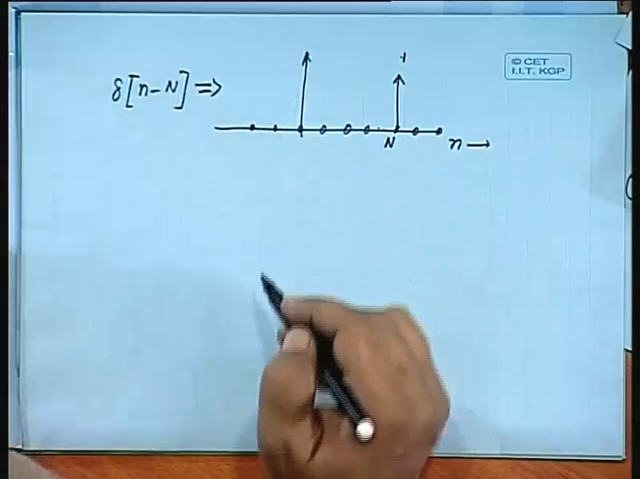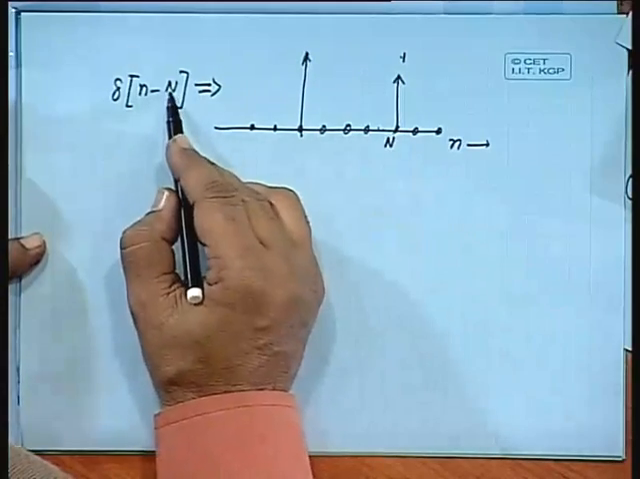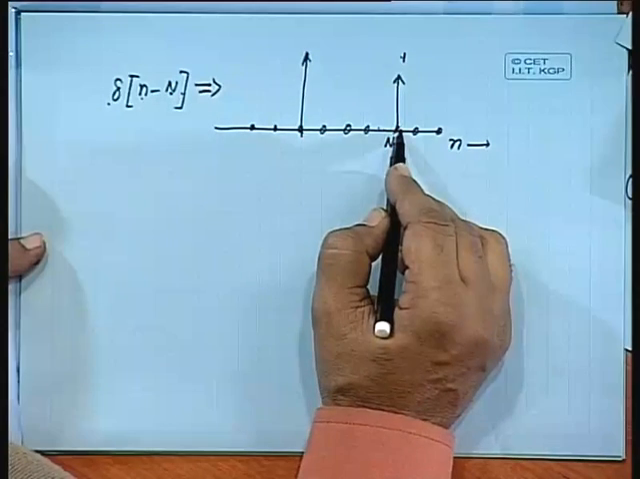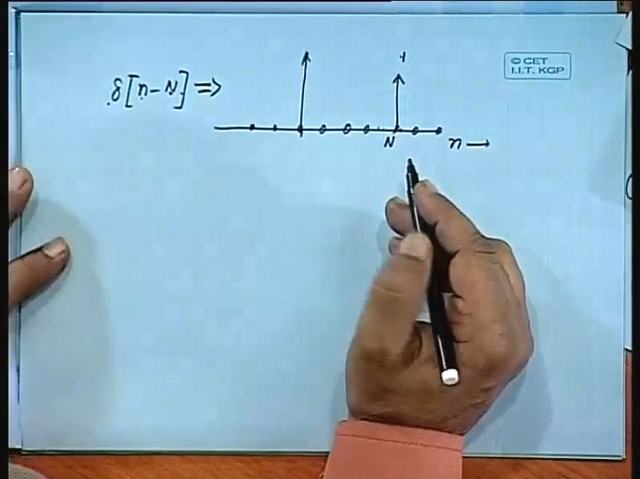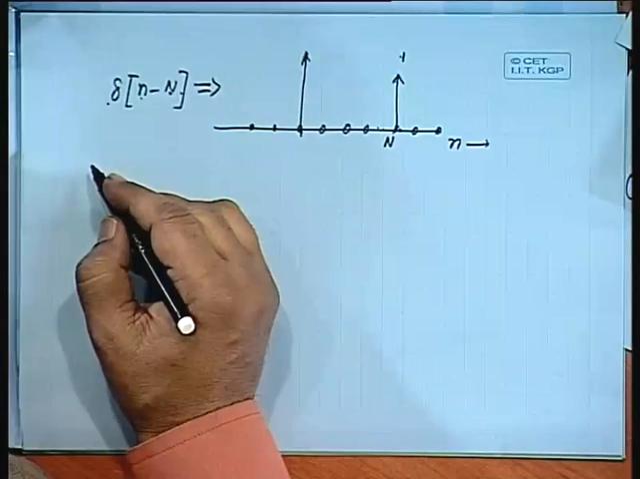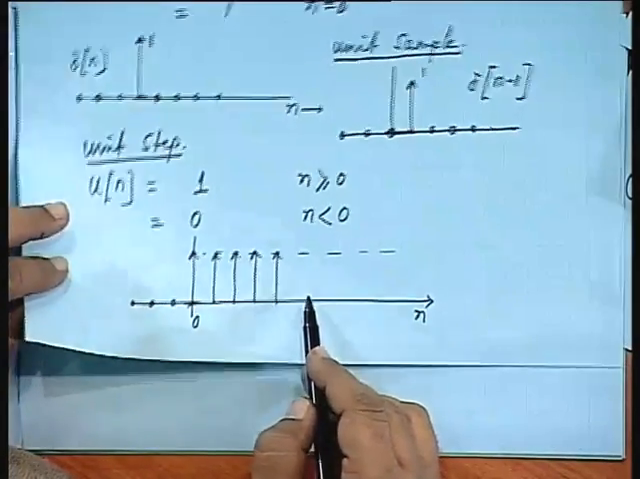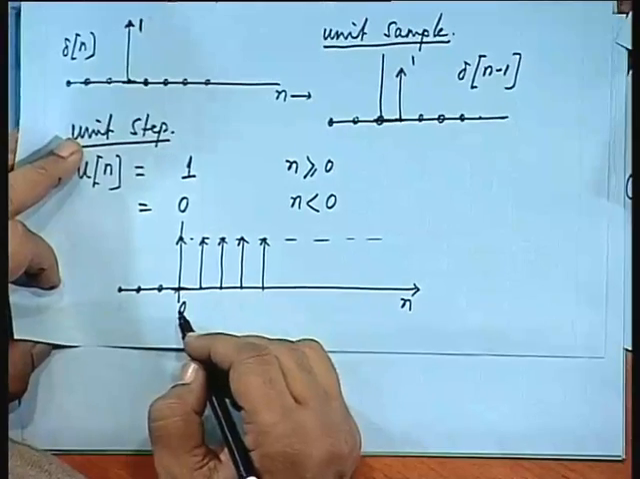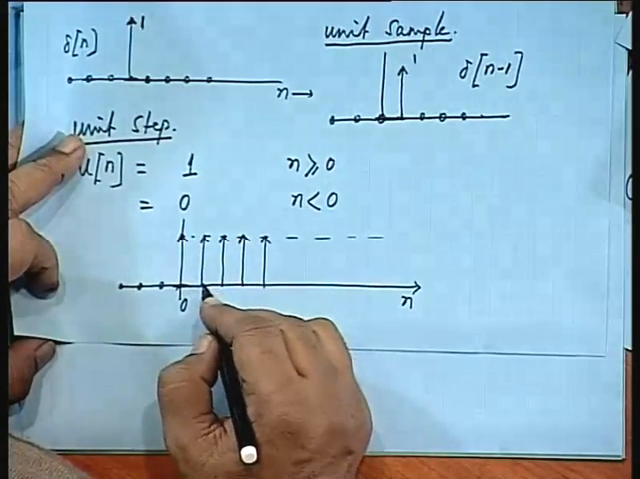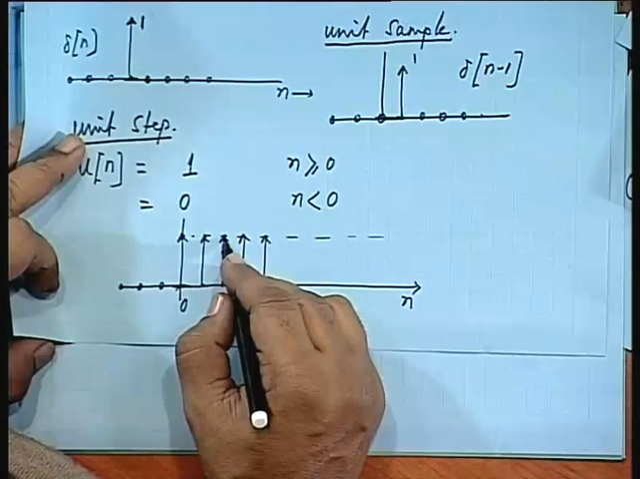This is the magnitude of the function. So, if there is a delay by n steps, we shall denote it like this: the function appears after the nth interval. So, a unit step, which is written like this, can be conceived as a summation of this delta plus this delta n minus 1 plus this delta n minus 2 and so on.